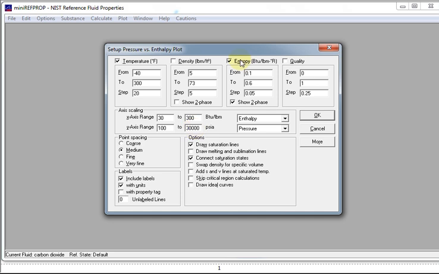How about lines of constant entropy? Looks like they're recommending some and showing it through the two-phase region, and connect saturation states, so it connects lines in the saturation states in the two-phase region. Let's see what they give us for a plot.